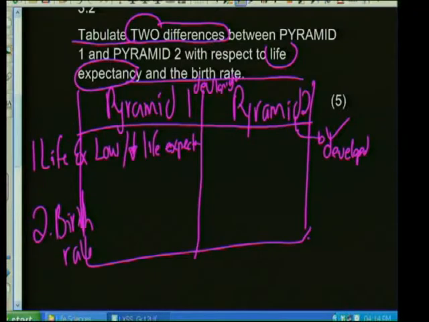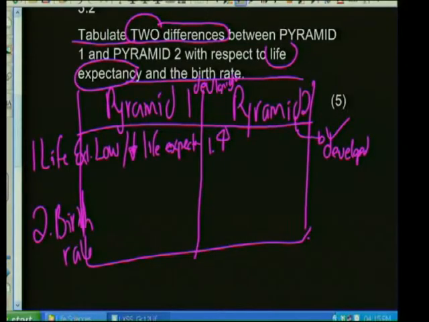On the opposite side there, 1, 1. You talk about life expectancy again. You don't change. Okay, pyramid number 2, increase in life expectancy. There we go. 1 mark, 2 marks. So you now have got 3 out of the 5.